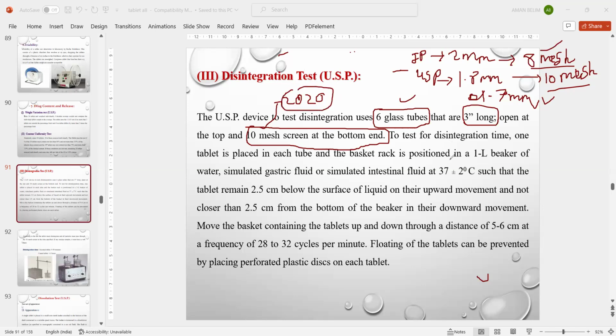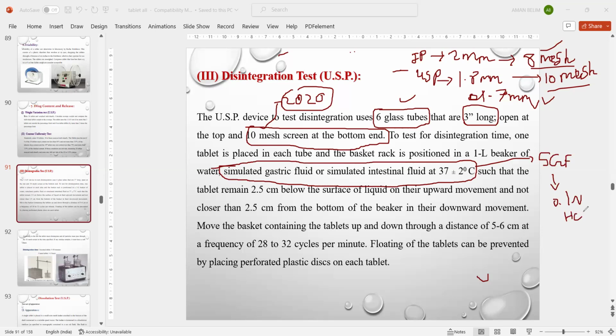And then what is the fluid content? That is simulated gastric fluid, which is 0.1 normal HCl. You must know this also: simulated gastric fluid is known in short as SGF. Simulated gastric fluid means it is talking about the gastric fluid content in the human body.